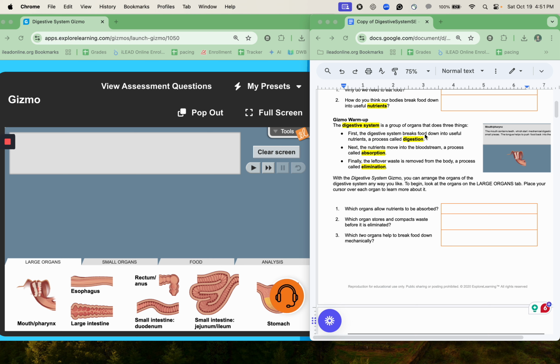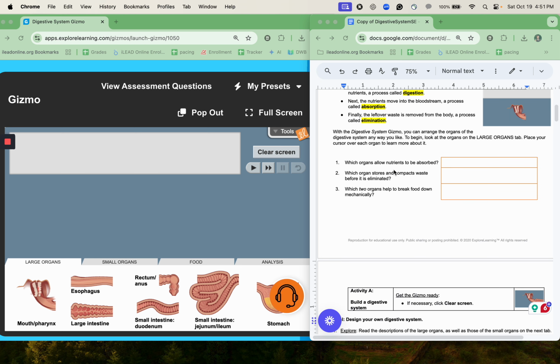Digestion, breaking down food. So when you eat a hamburger, that hamburger can't just go straight to your arm. You have to break it down, and then those molecules need to get transported to other places in your body where they can be used, and that's going to go through your blood. Your blood carries those nutrients. So somewhere in your digestive system, you're absorbing those nutrients. We'll learn where that is, and then the leftover is eliminated.